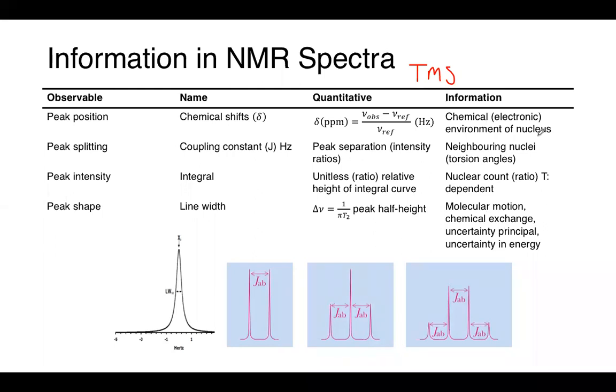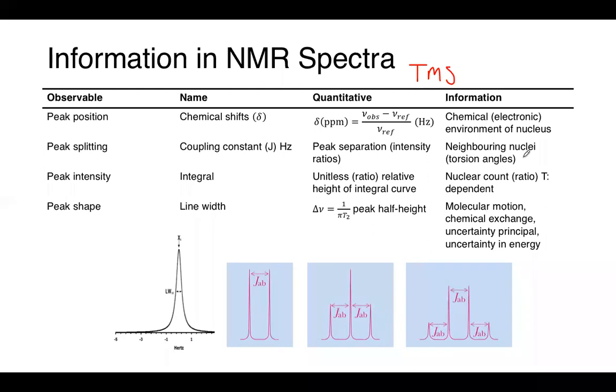Okay, and peak splitting. This has a special name as well, which is the coupling constant. It's given the letter J, and it's going to be in hertz. This is the peak separation, along with intensity ratios. And this is all about the neighboring nuclei. So this is not about our particular species of interest. This is about the species which are nearby.